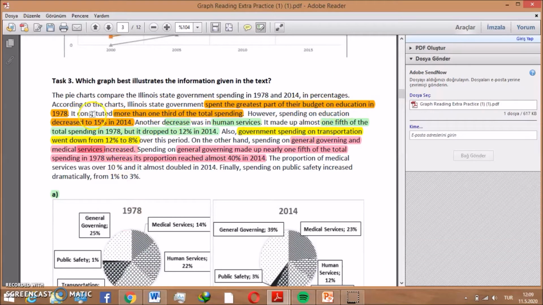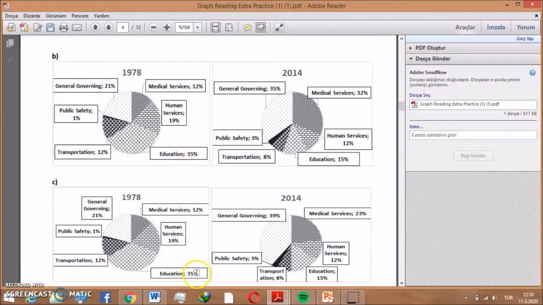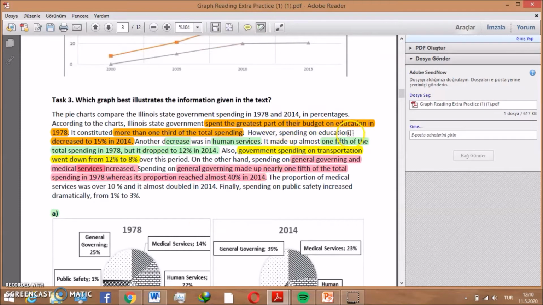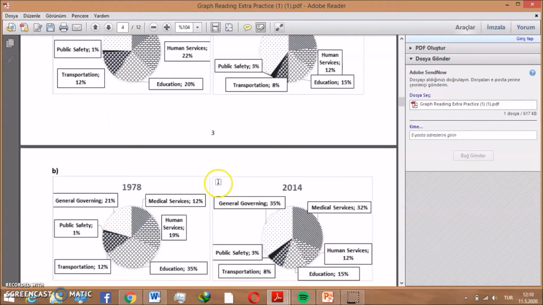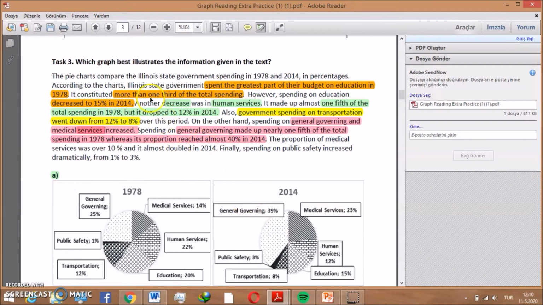Okay, it constituted. So see, our verbs changed now. Constitute. More than 1/3 of the total spending. 1/3 means it is something like 30 or 33%. So if it is more than that, it should be 35, 36. So it matches. The information matches 35 and 35. But here, no, it is 20. However, spending on education decreased to 15% in 2014. So let's check. We are not checking A anymore because it cannot be our answer. 15 and 15. Yes.